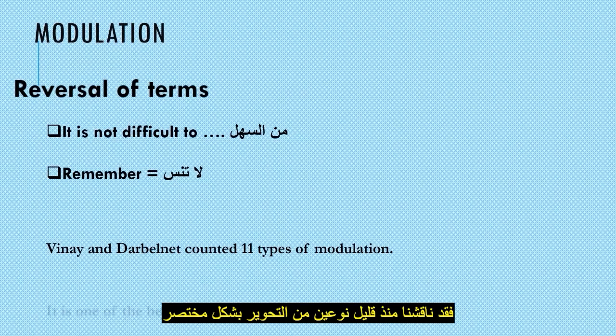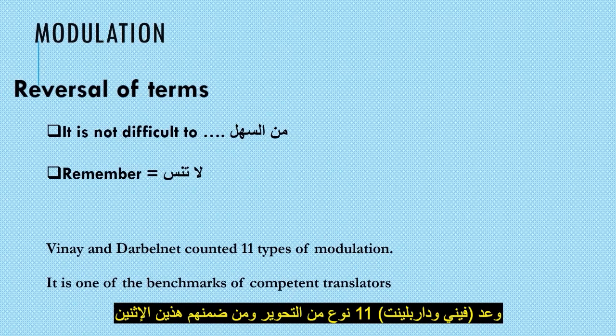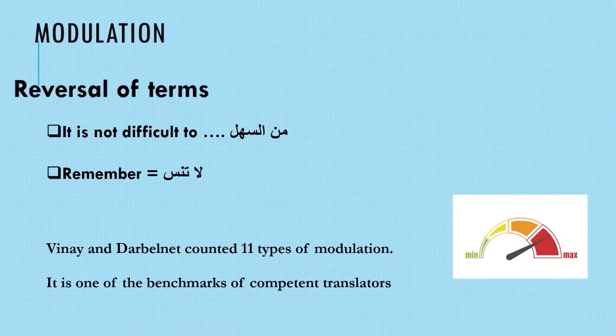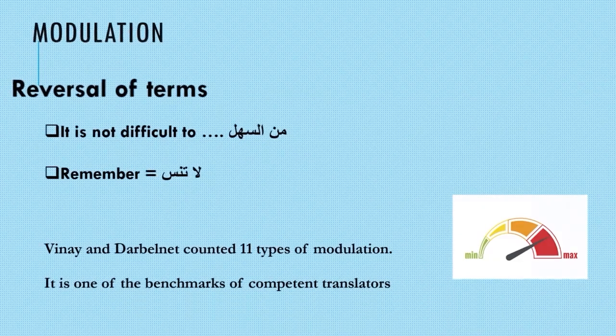We have just discussed two types of modulation in brief. Basically, Vinay and Darbelnet counted 11 types of modulation, including the above. I think we can talk about this strategy separately, in detail, because it's one of the benchmarks of competent translators.